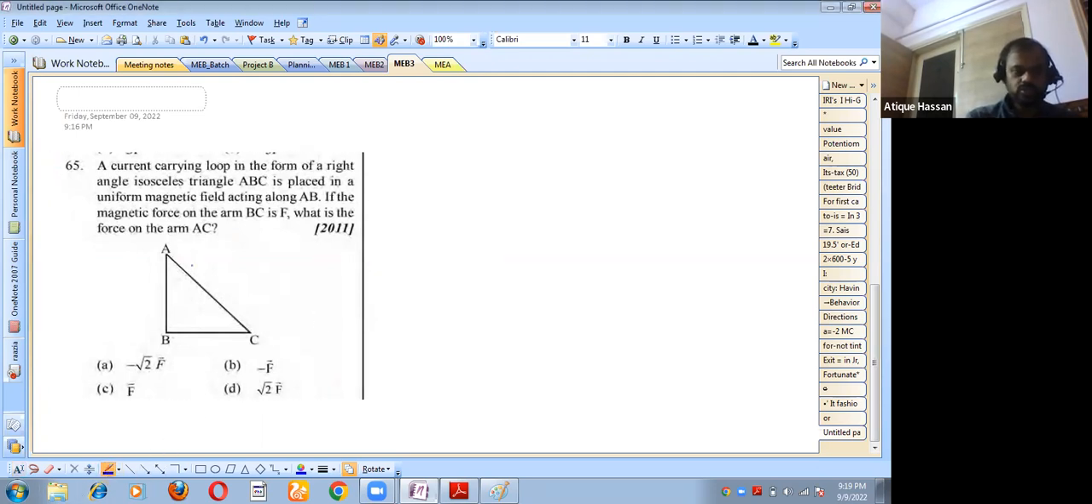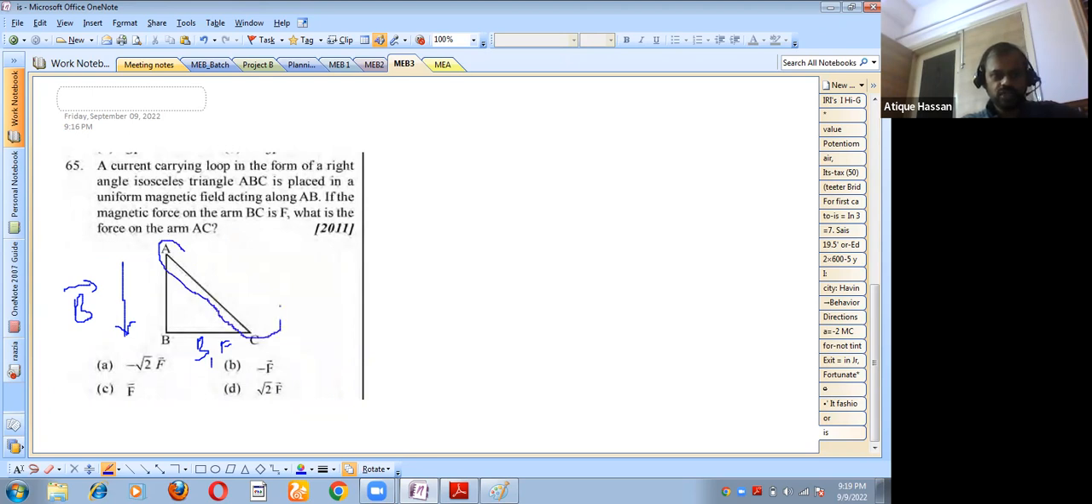What does the question say? A current carrying loop in the form of a right angle isosceles triangle ABC is placed in a uniform magnetic field acting along AB. So the magnetic field is along this direction. If the magnetic force on the arm BC is F, then what is the force on the arm AC? So we have to find the force on the arm AC. So let us see.